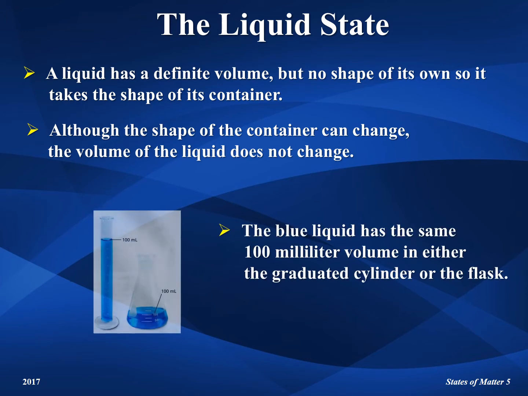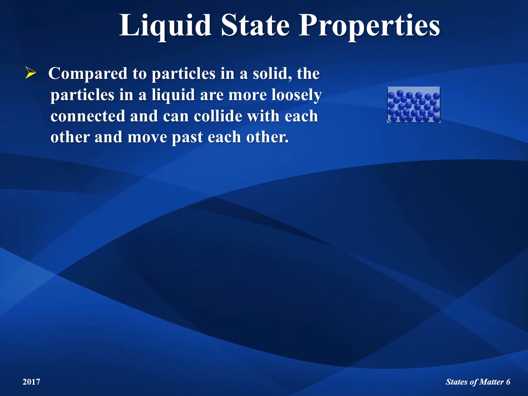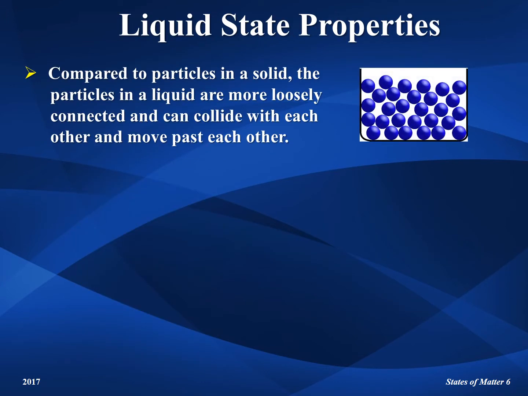This diagram shows that the blue liquid has the same 100 milliliter volume, whether it is contained in a graduated cylinder or a flask. The particles in a liquid are more loosely connected than they are in a solid. As shown in this diagram, the particles can collide with each other and move past each other.